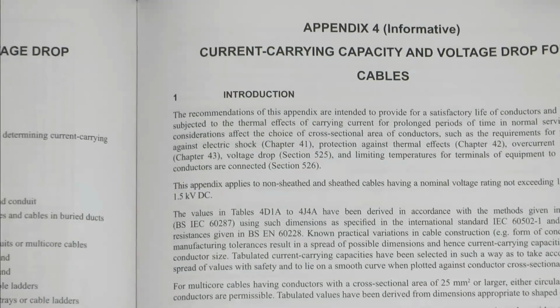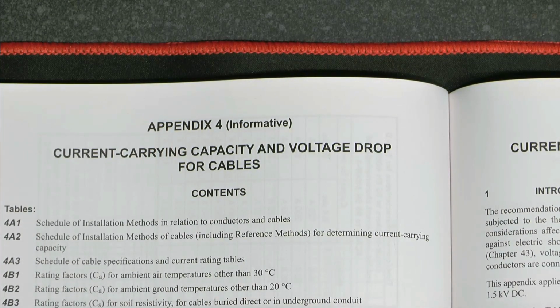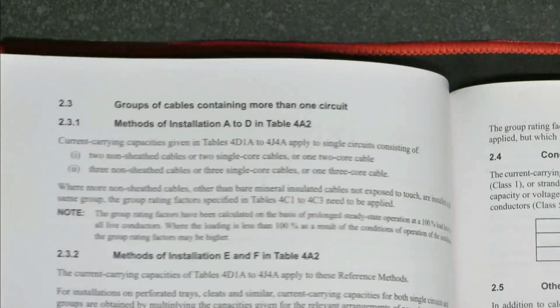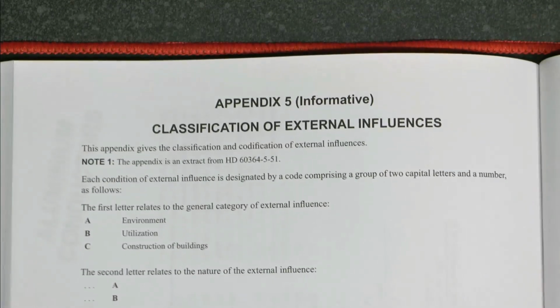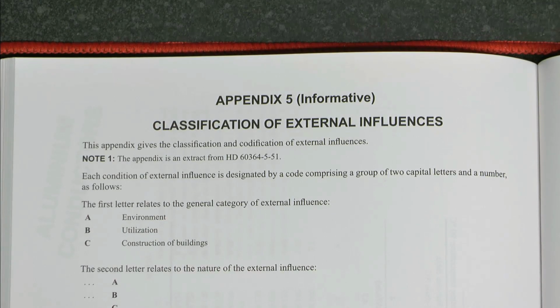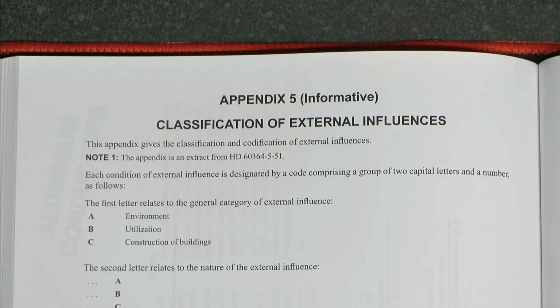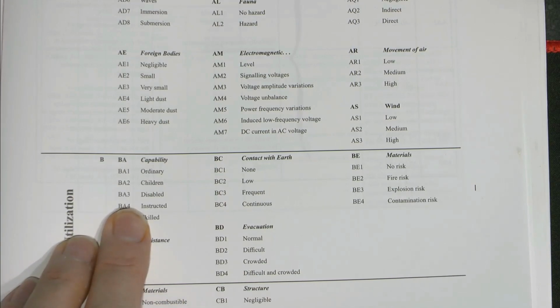Appendix 4, which is the current carrying capacity and voltage drop for cables. Again, nothing really changed in here. It's pretty much all the same as it was before. And that includes all the things for the various copper, aluminium conductors, various sizes, and so on. So again, nothing really to look at there. And the same goes for number 5, classification of external influences. Again, pretty much all the same kind of stuff in there. No real changes of much in the way of significance. One of the only things here is that BA3, which now says disabled, previously used to say handicapped, so it's just changing a word there.